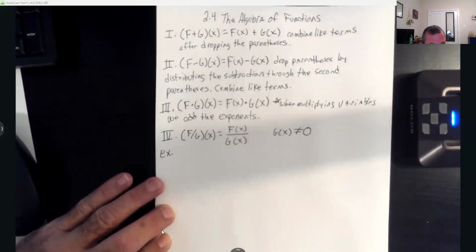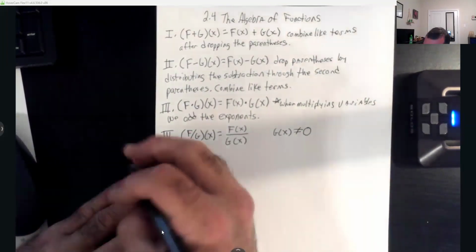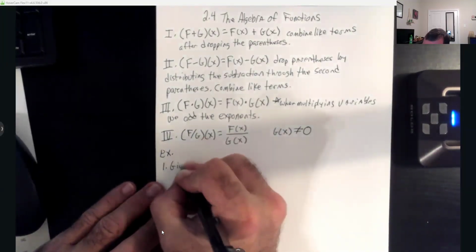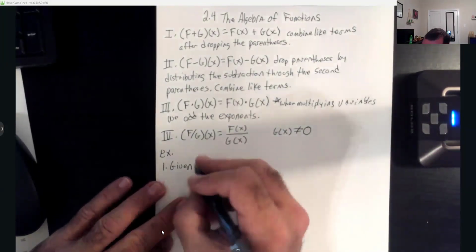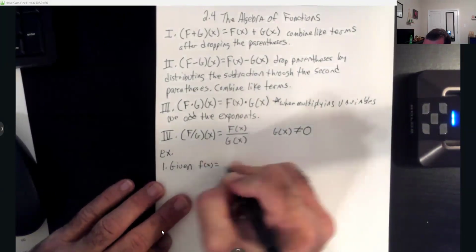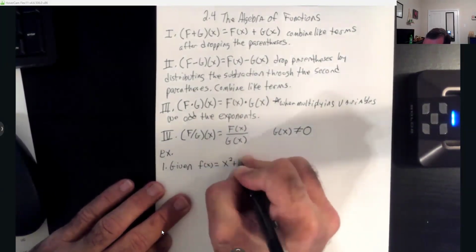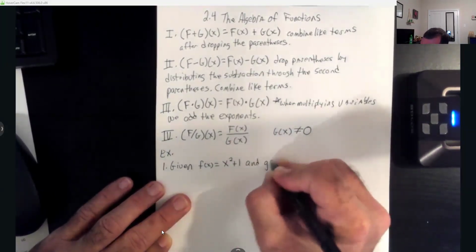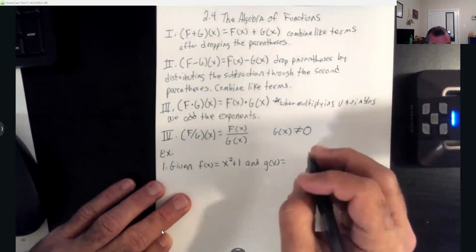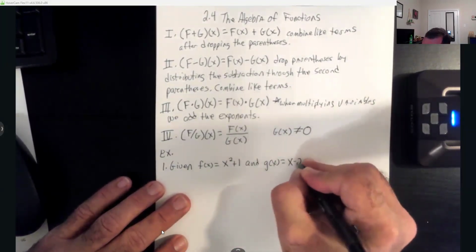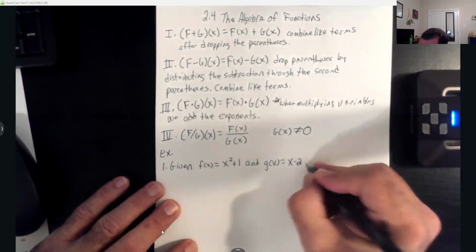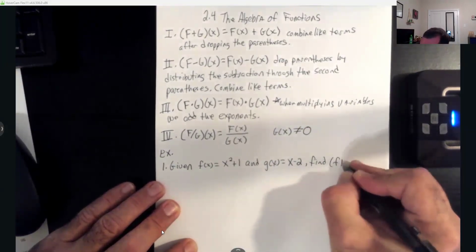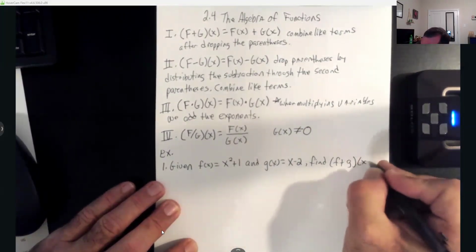Alrighty, so this first example, we're given f of x equals x squared plus 1, and g of x is going to equal x minus 2. They want us to find f plus g of x.